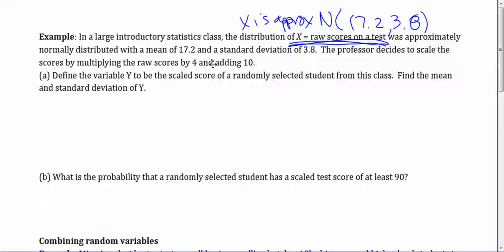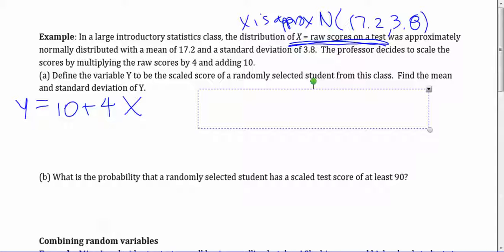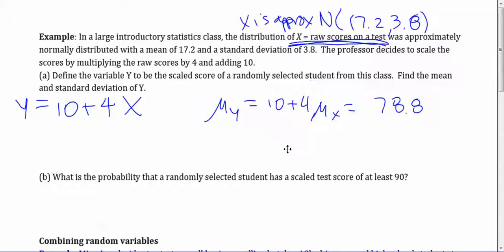So I'm going to take the distribution of x, multiply it by 4, and add 10 to it. So hopefully you're able to define the variable y, the scaled score here. And hopefully you're able to find the mean and standard deviation. So here you have the calculations for your mean and the calculations for your standard deviation. So let me get that to show up correctly. Here's your mean, and here is your standard deviation.